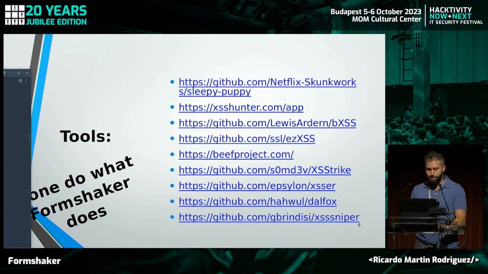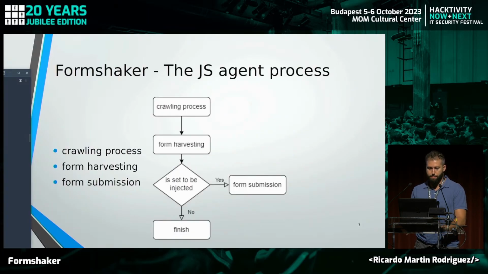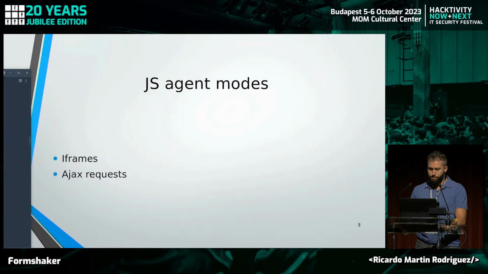So now let's break down the XSS agent process. We are going to break it down into smaller pieces. There are three main processes: the crawling process, the form harvesting, and the form submission, in this order. These are the processes happening behind the scenes while the XSS agent runs on a browser. The XSS agent offers two modes to run these three processes. One mode is using iframes, and the other mode is using AJAX requests.